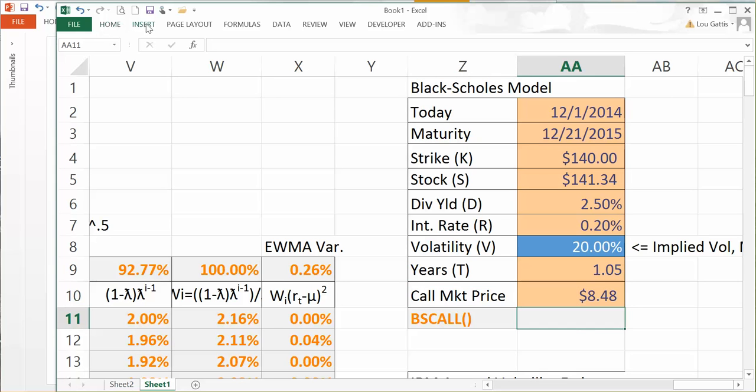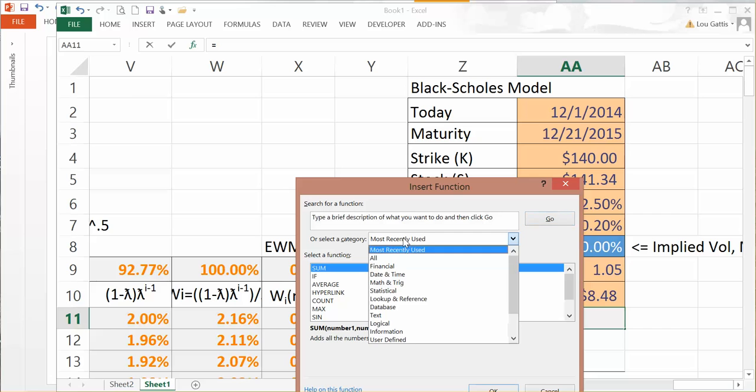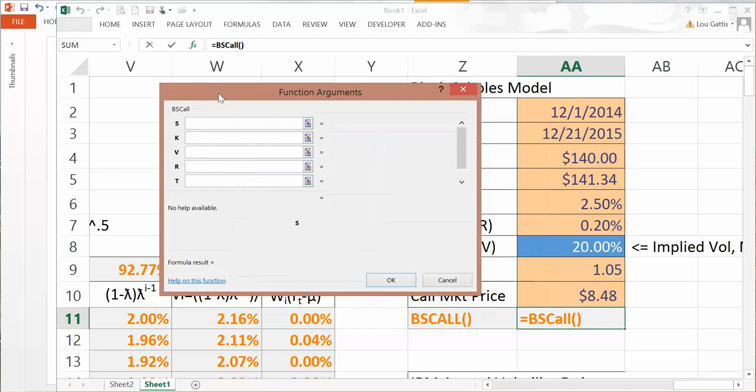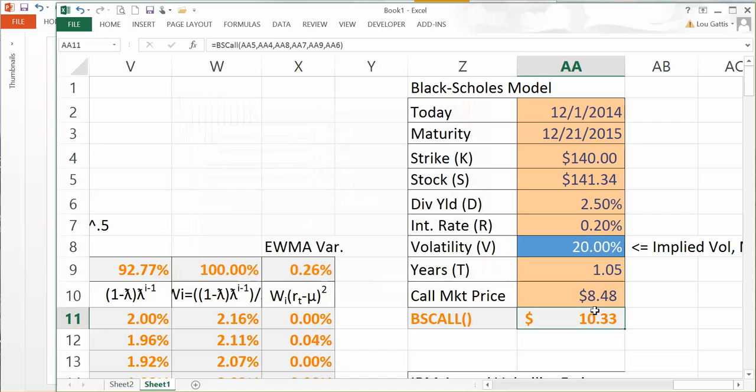I'm going to insert my Black-Scholes function that I just created. So I'm going to click on my function insert icon, go user defined. There's BS call. I'm going to put in the stock price, 141, strike price, volatility, which is just a guess right now. I put in 20%. Interest rate, maturity in years. I'll slide this down and pick up the dividend yield. And I get a Black-Scholes price of $10.33.